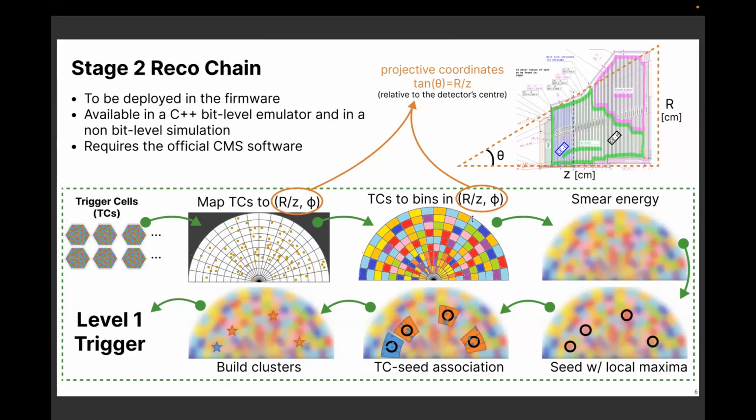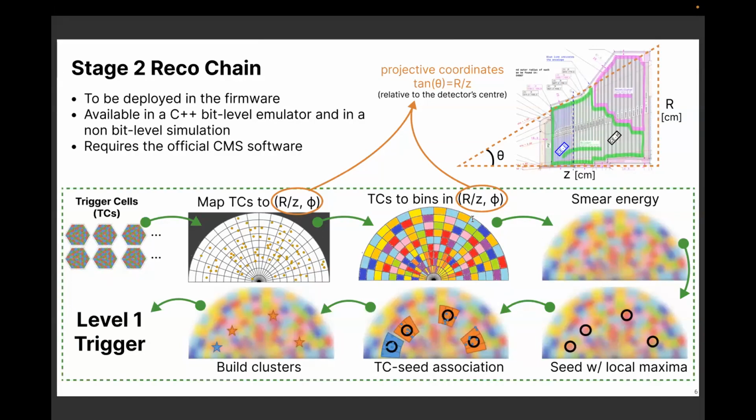Once this mapping has been done, we bin it, and each bin will hold the energy of all the trigger cells that belong to that bin. And then also to solve some issues with non-uniformities of this energy distribution, we smear the distribution slightly, and then we look for local maxima in this distribution, which we call seeds. To each seed, we associate all the trigger cells that were there in the beginning. And once we have the seeds and the trigger cells, we effectively got the clusters. And so we can build all sorts of cluster-related variables, such as positions, energies, shapes, and so forth, which are then sent to the level one trigger.